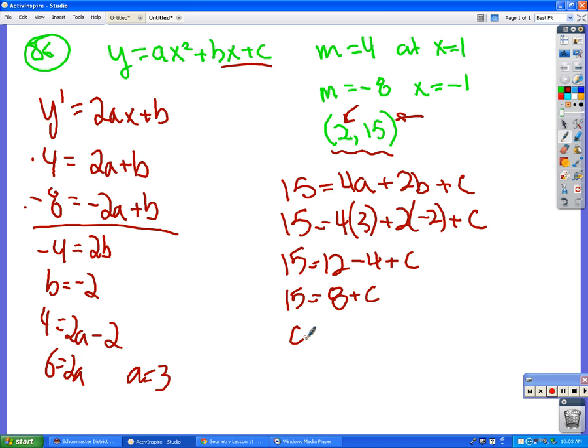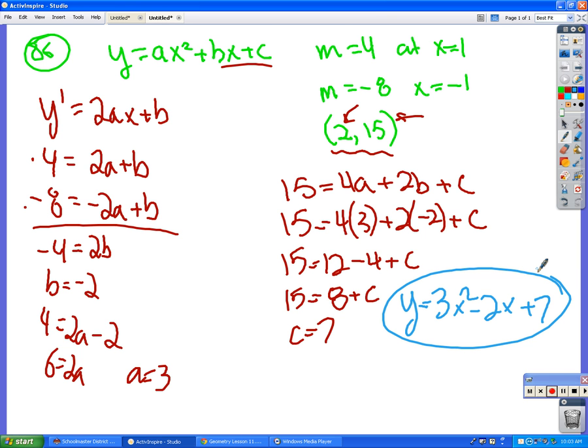c equals 7. So the equation for the parabola that meets all of those conditions is y equals 3x squared minus 2x plus 7. That's kind of cool. Ta-da.